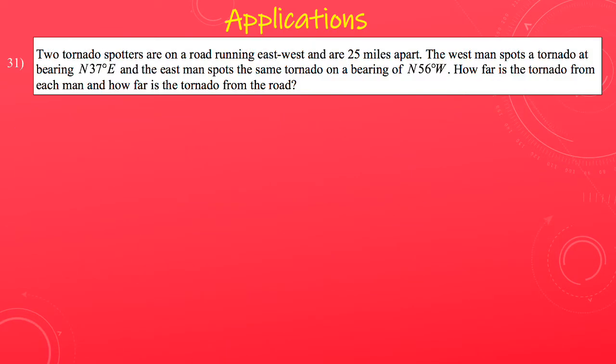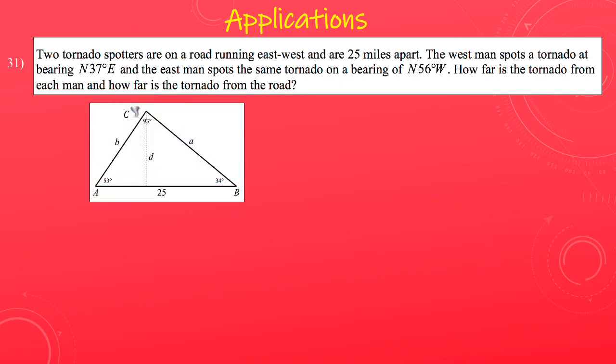Number 31 reads, two tornado spotters are on a road running east-west and are 25 miles apart. The west man spots a tornado at bearing north 37 degrees east, while the east man spots the same tornado on a bearing of north 56 degrees west. How far is the tornado from each man, and how far is the tornado from the road?